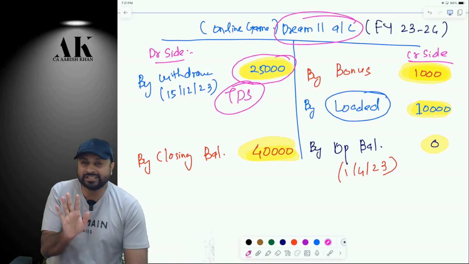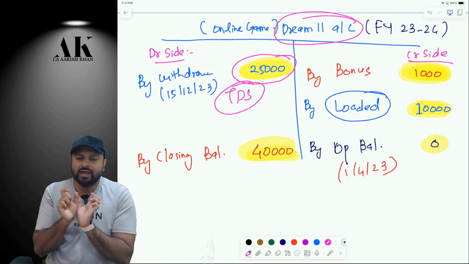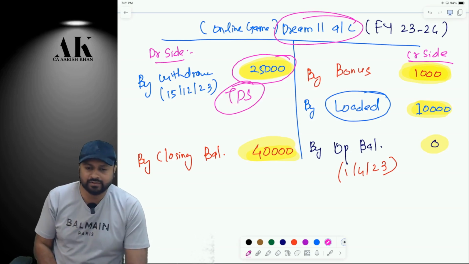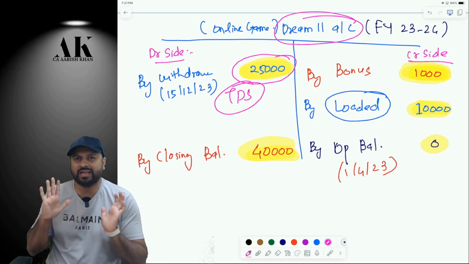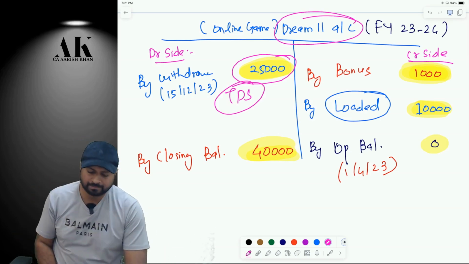I'm just teaching you the timing. I'm not teaching you how much TDS has to be deducted or at what rate TDS has to be deducted. All those things I'll teach you in some time, with the help of the provision. I'm just explaining in the simplest possible manner that a layman can understand.